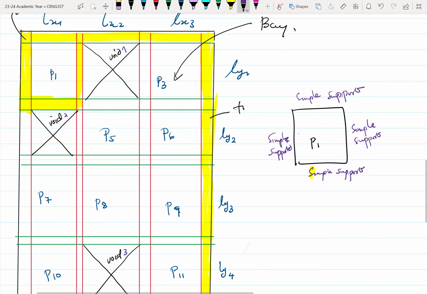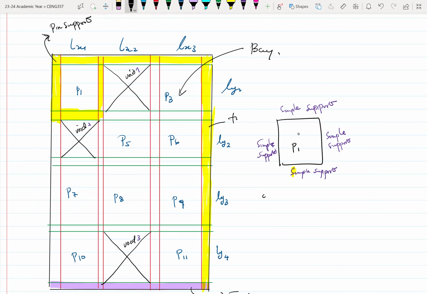All right. So this slab would be what you call a two-way simply supported slab. So that's what we mean by discontinuous. We can say that this slab is discontinuous on all sides. Okay, because all sides are simply supported.